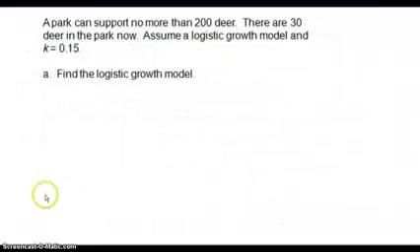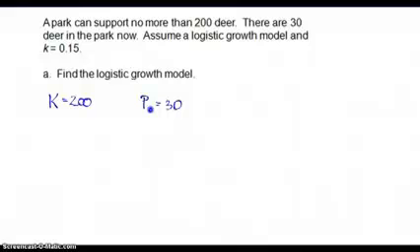So let's work a few examples here. This says a park can support no more than 200 deer. So that right there tells me K, big K, is 200. There are 30 deer in the park, so the initial population is 30. Assume a logistic growth model with the rate of growth, little k, as 0.15. Find the logistic growth model.